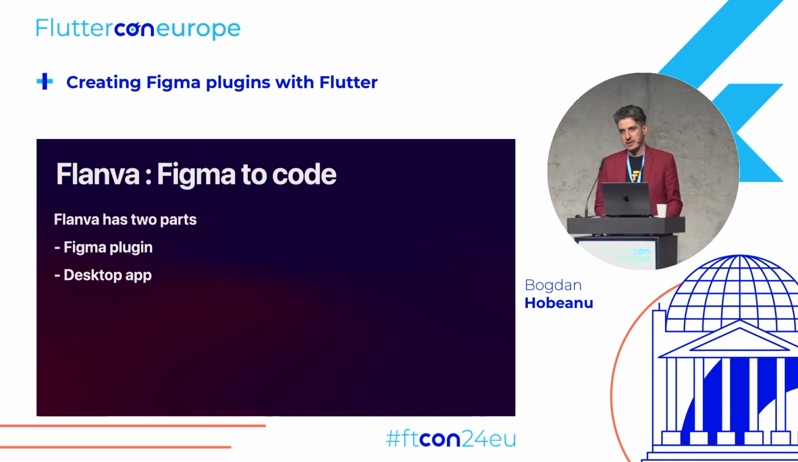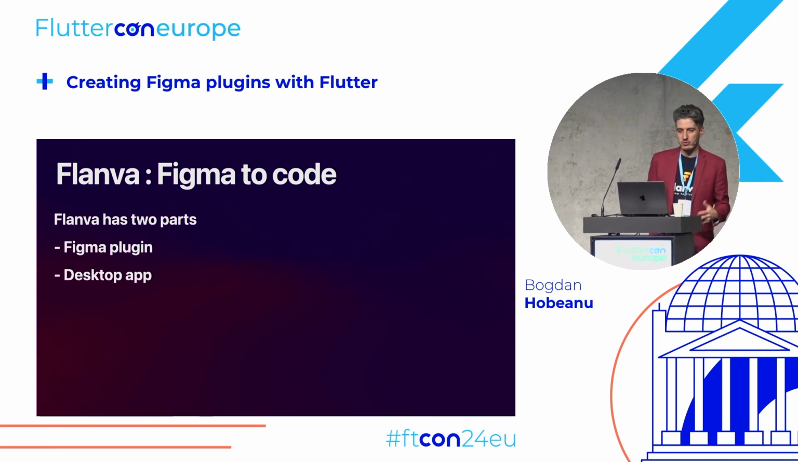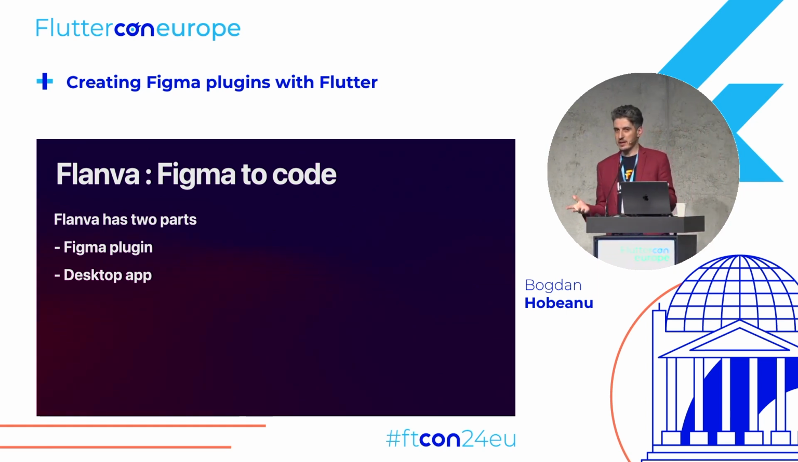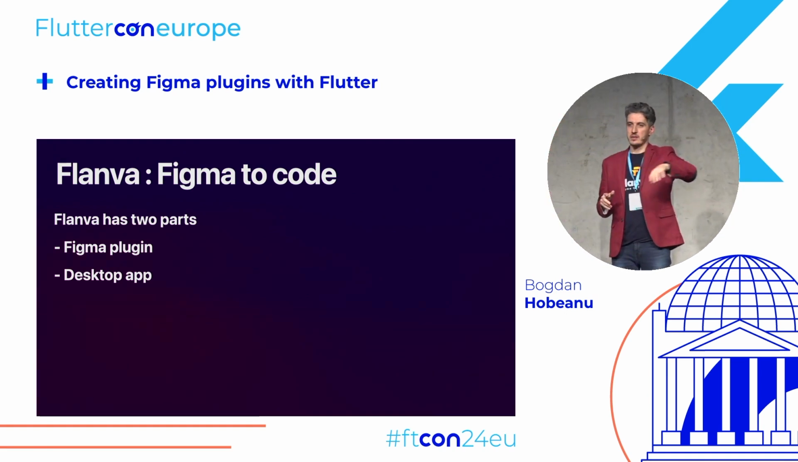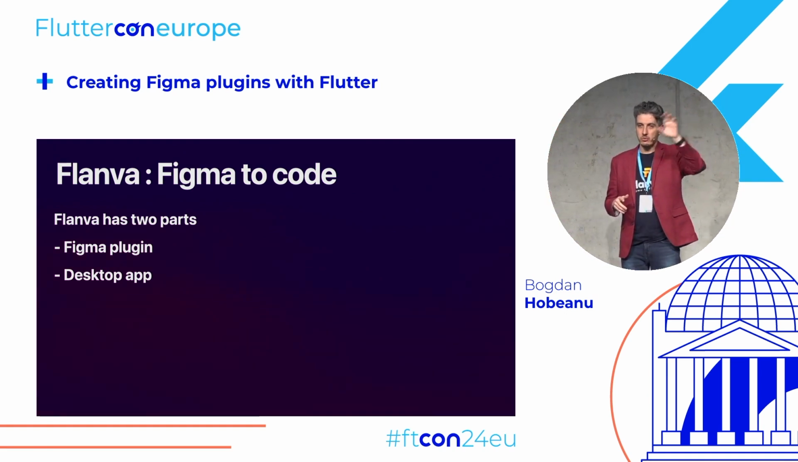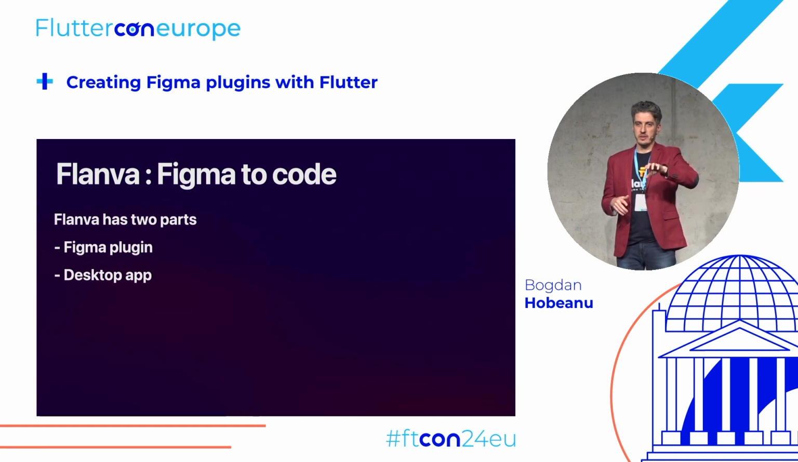So Flamva, the project I've been working on, has two parts. It has a Figma plugin, because it connects with Figma, and it also has a desktop app. The reason why I wanted to create a desktop app was because, if you've tried these Figma converters, you see that they take you to a website, they make you create a project, they make you download that project, and then install it on your computer. And there's a lot of friction there, right?